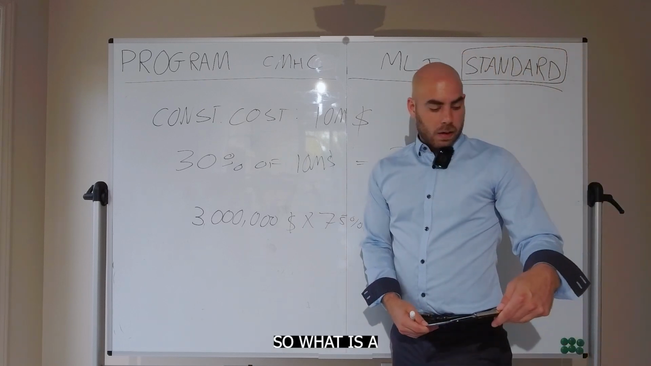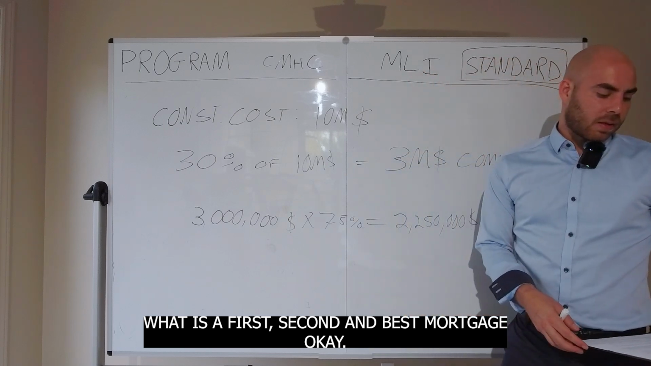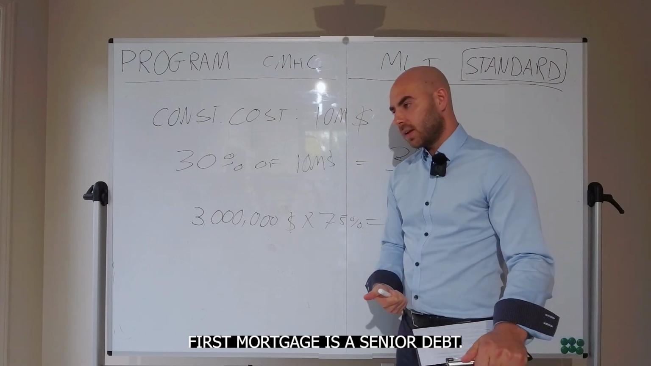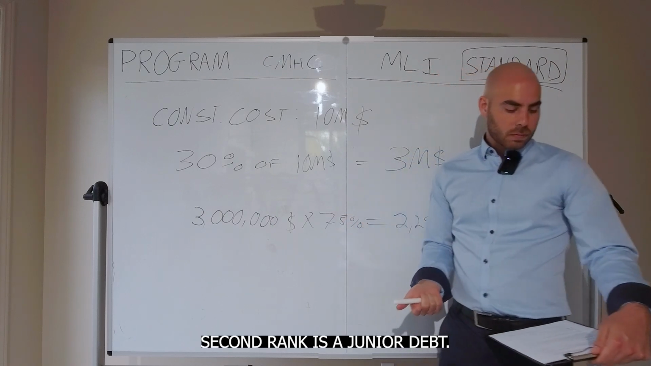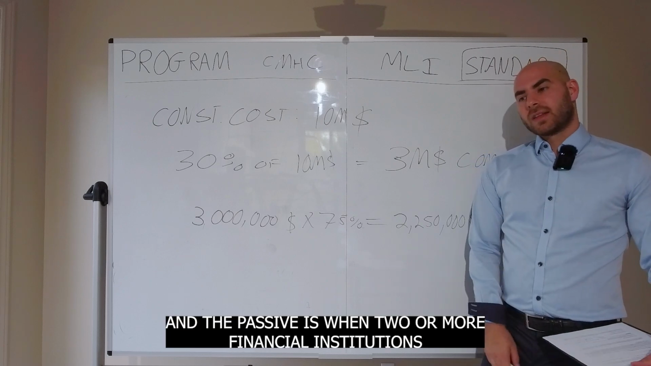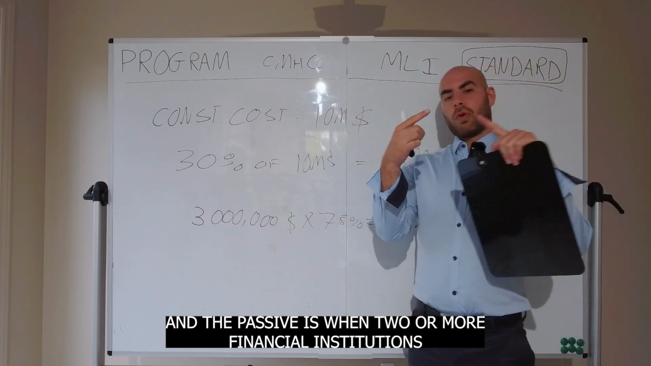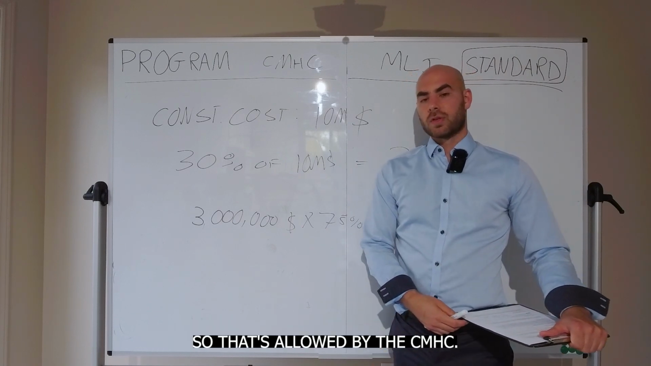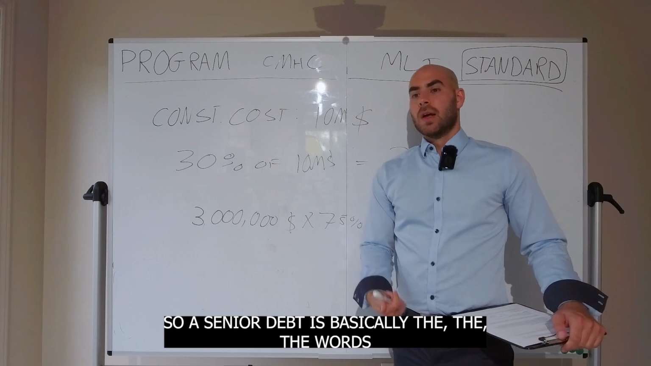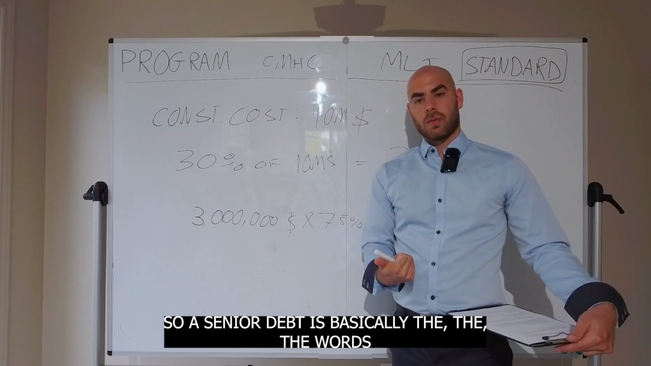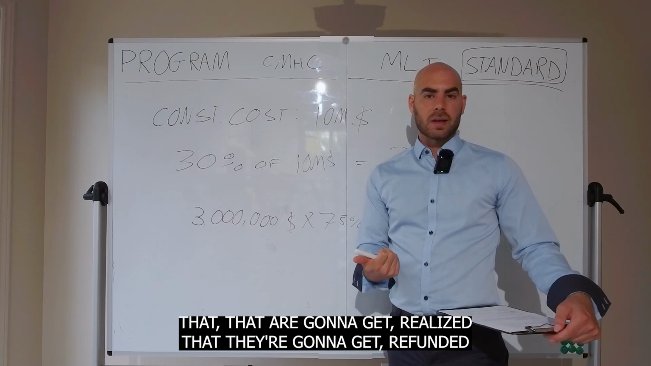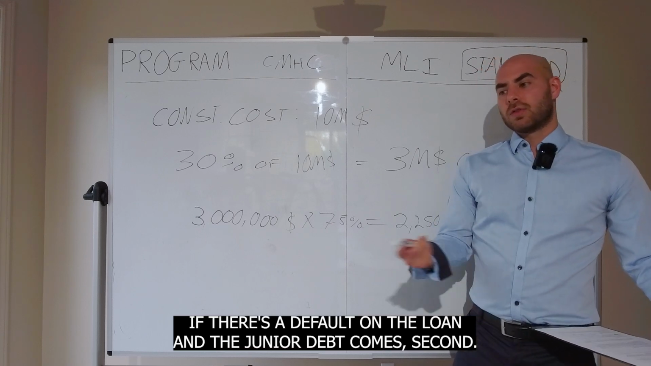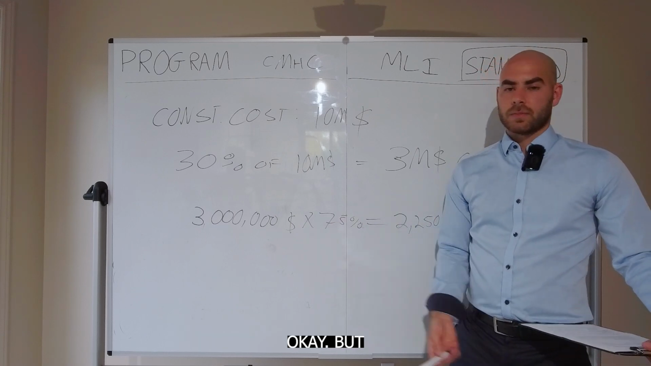So what is a first, second, and pari passu mortgage? Okay, a first mortgage is a senior debt. Second rank is a junior debt, and a pari passu is when 2 or more financial institutions come together to make that loan. So that's allowed by the CMHC. A senior debt is basically the first debt that is going to get refunded if there's a default on the loan, and the junior debt comes second, okay?